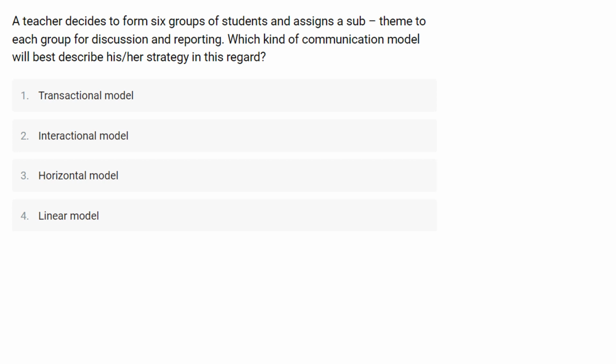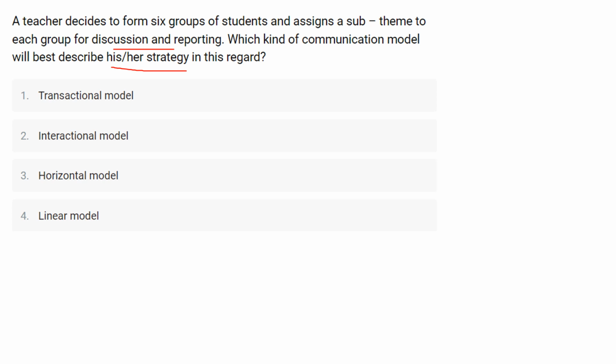A teacher decides to form 6 groups of the students and assign a sub-theme to each group for a discussion and reporting. Now which kind of communication model will best describe his or her strategy in this regard?